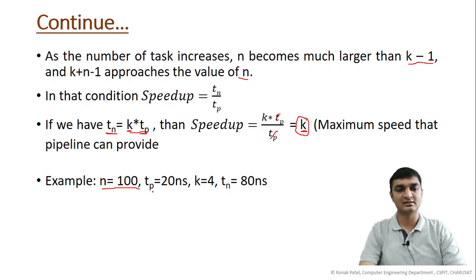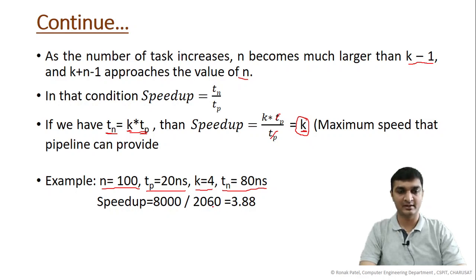You have a total of 100 tasks, the clock cycle time is 20 nanoseconds. How many segments do you have? 4 segments, and the time to complete each task is 80 nanoseconds. You can see 20 multiplied by 4 is 80. So the speed up in this case is non-pipeline upon pipeline. Non-pipeline is n into tn, that is 80 multiplied by 100, that is 8000, divided by (k + n - 1) into tp. That will give you 2060. So the speed up is 3.88. So this pipeline approach is 3.88 times faster compared to your non-pipeline approach.